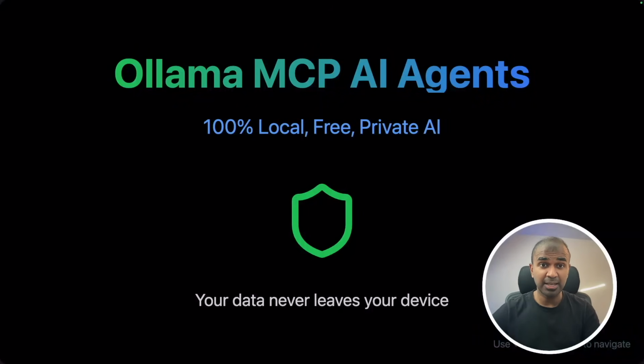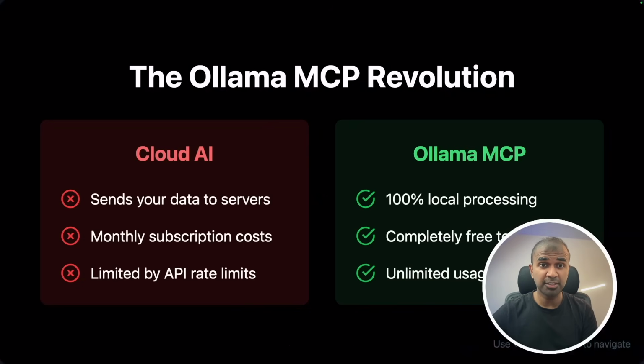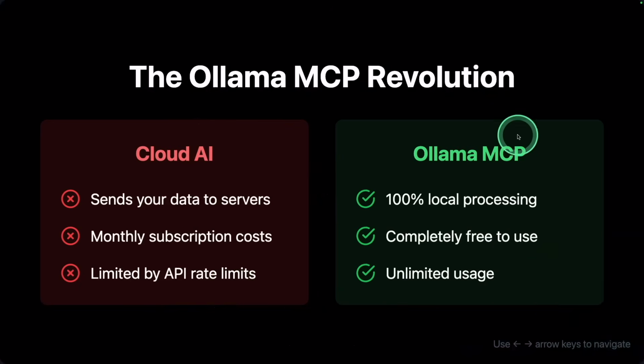Ollama MCP AI agents, 100% local, private, and free AI. Your data never leaves your device. This is going to be powerful. Compared with other providers, having the AI running in the cloud sends your data to the servers. You need to pay a monthly subscription and are limited by API rate limits. But using Ollama MCP, it's 100% local processing, completely free to use, and unlimited usage.